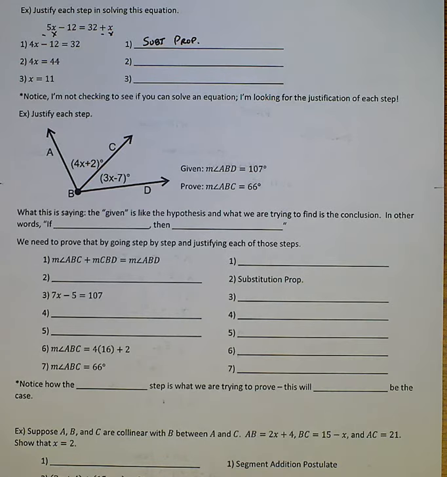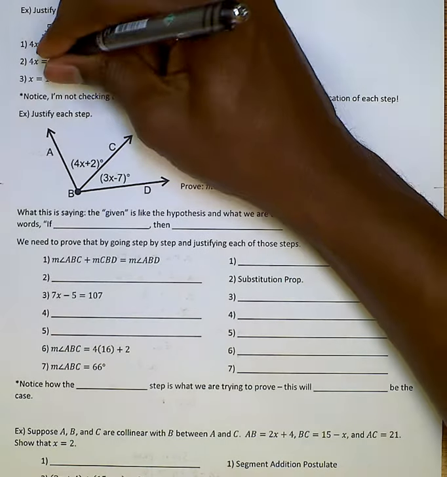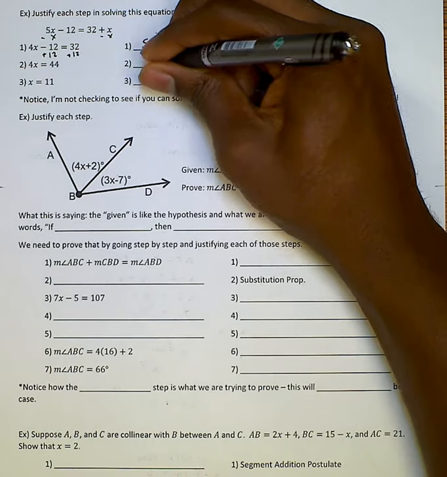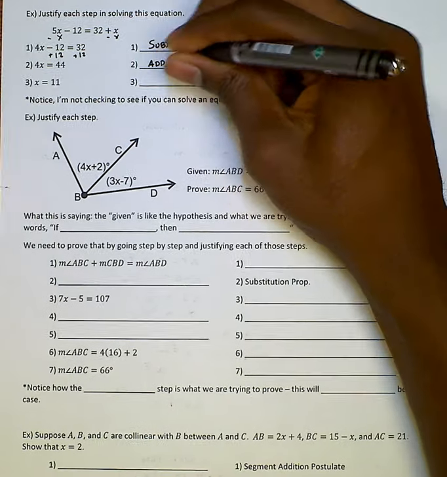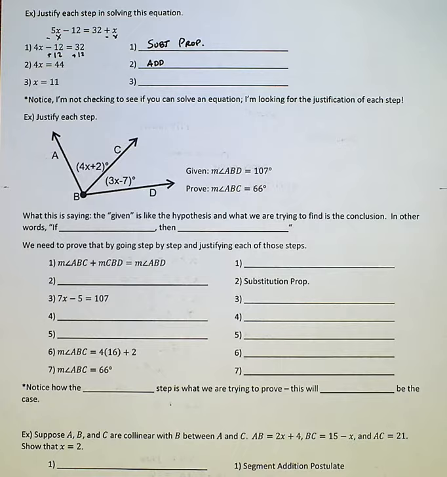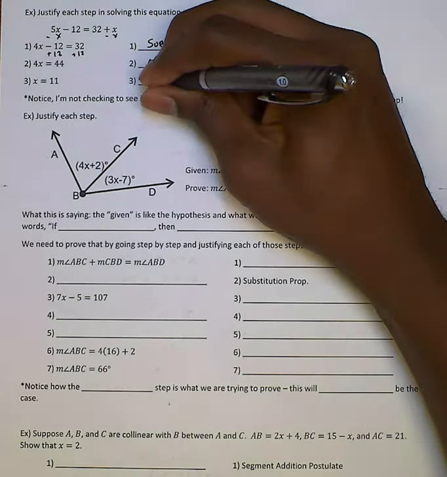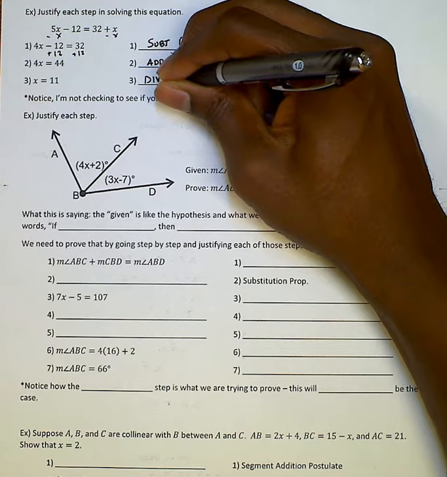Okay, next step, what happened? Well, now it looks like we added 12 to both sides. And so that's the addition property of equality. And you could just say addition. I understand that you're meaning property of equality. What did we do next? We went from 4x to x and 44 to 11. Looks like we divided both sides by 4, so we can say the division property of equality.